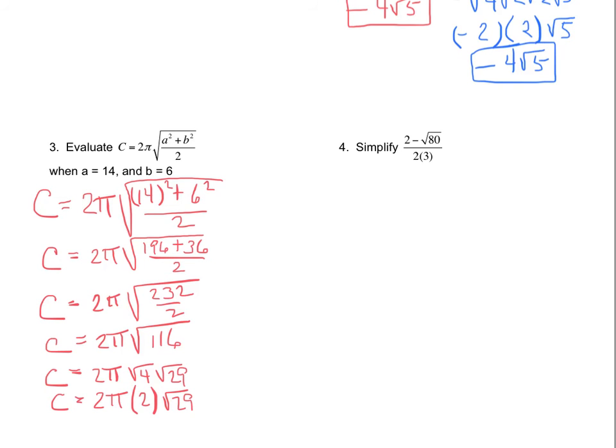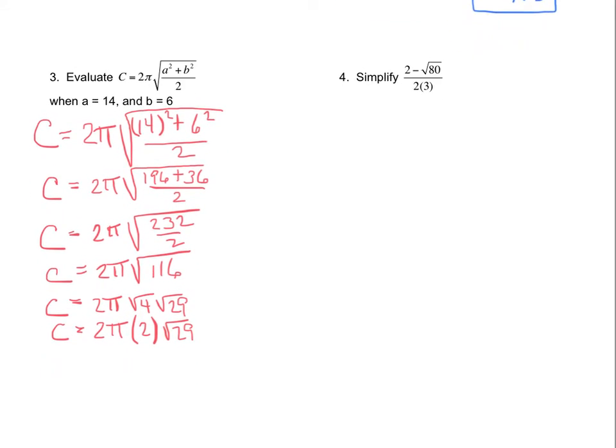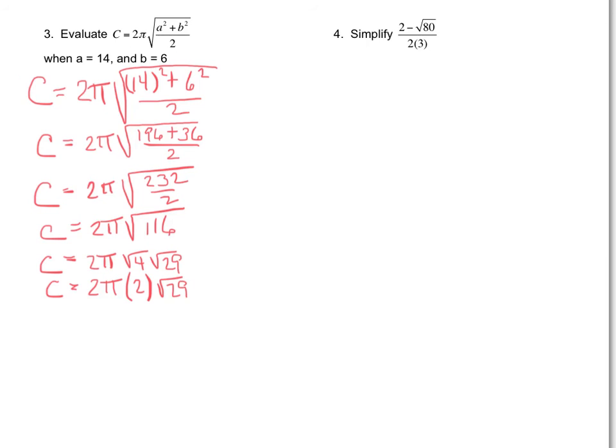And when I simplify this a little bit further, now I'm going to get 4 pi square root of 29. That's when I'm really going to use my calculator. And I'm going to do either the pi button, or I could do 3.14. And when I multiply all of this out, it's approximately 68 feet.